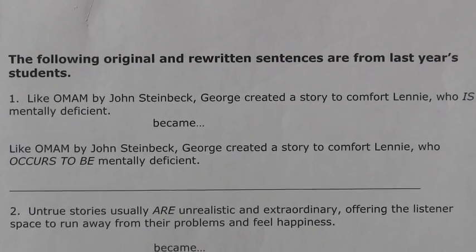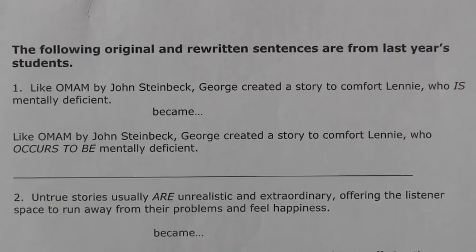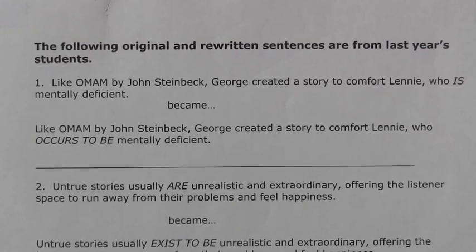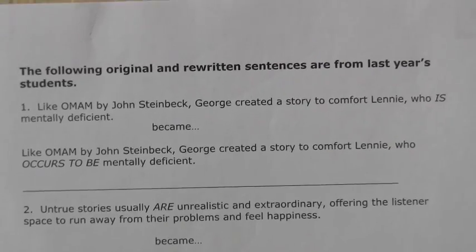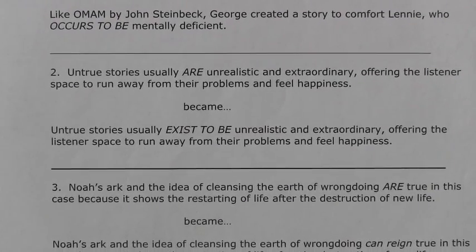Like Of Mice and Men by John Steinbeck, George created a story to comfort Lenny, who is mentally deficient. This writer simply changed "is" to "occurs to be." Listen to the result. Like Of Mice and Men by John Steinbeck, George created a story to comfort Lenny, who occurs to be mentally deficient. Seriously.